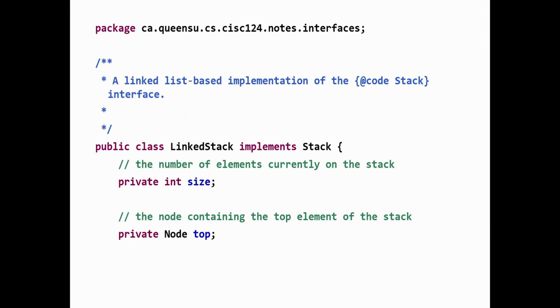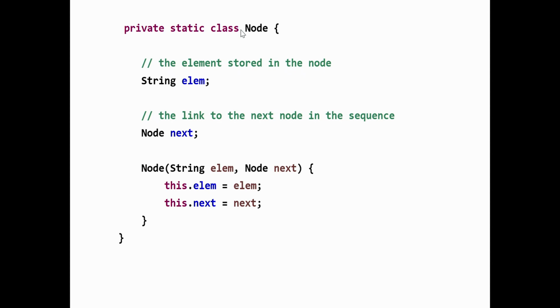All right, now where's this node class? I'm inside the linked stack class. Inside the linked stack class, there's this node class. So we have another example of a nested class, just like we did when we implemented the range class 2 lectures ago. This one's a little bit different. This class is static, and I'll explain what that means in a moment.